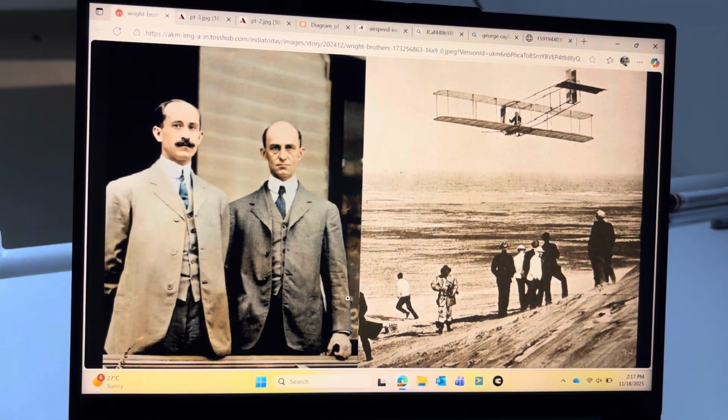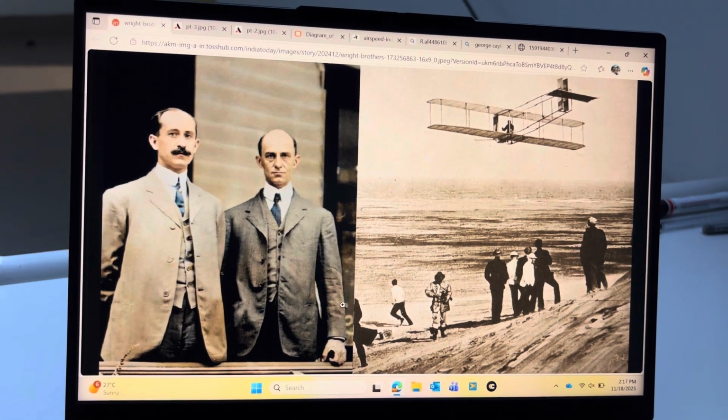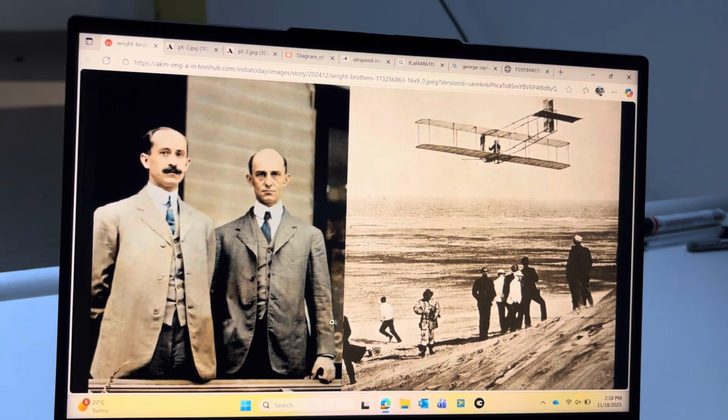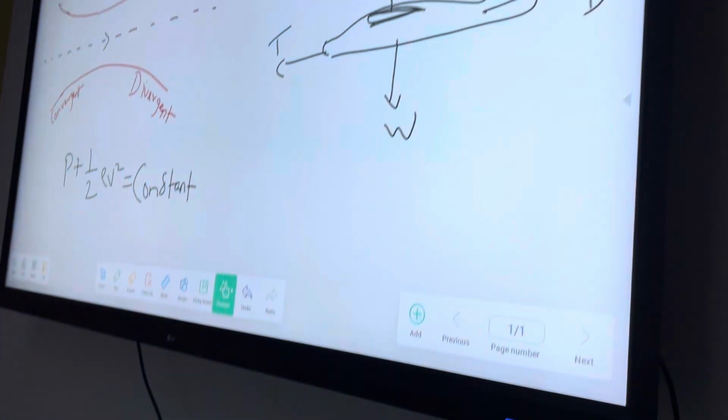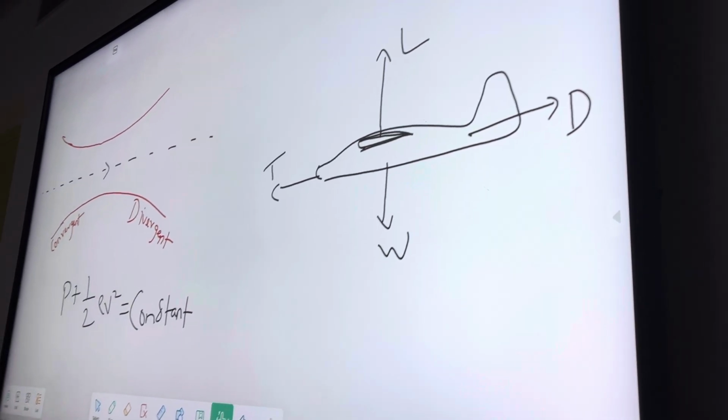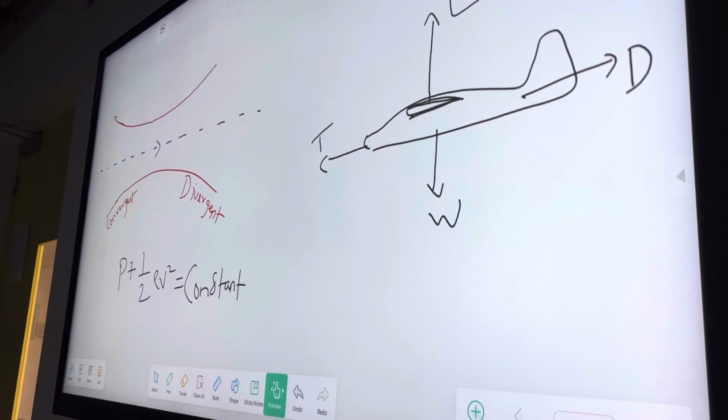Welcome everyone. The topic that we are going to discuss today is one of the most fascinating concepts in aerodynamics. It is about how lift is generated in the wings. To understand that, we have to go back to 1738.